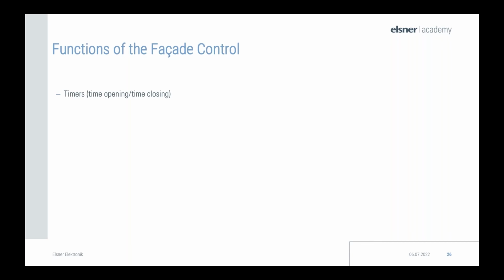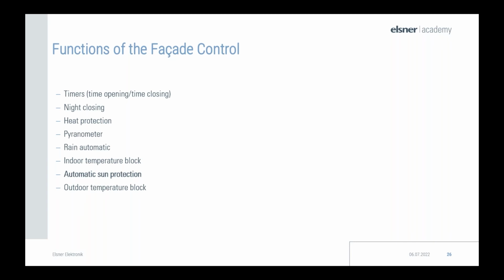Firstly, we start off by the timers, which is basically used for time opening or time closing. Next up, we have the night closing functionality, the heat protection, a pyranometer, a rain automatic, an indoor temperature block, and automatic sun protection. But we will deal with this in way more detail in the following slides. And lastly, we have the outdoor temperature block. Later, we will deal with a separate section with the protection functions for the facade. We have the wind speed, frost, and rain.